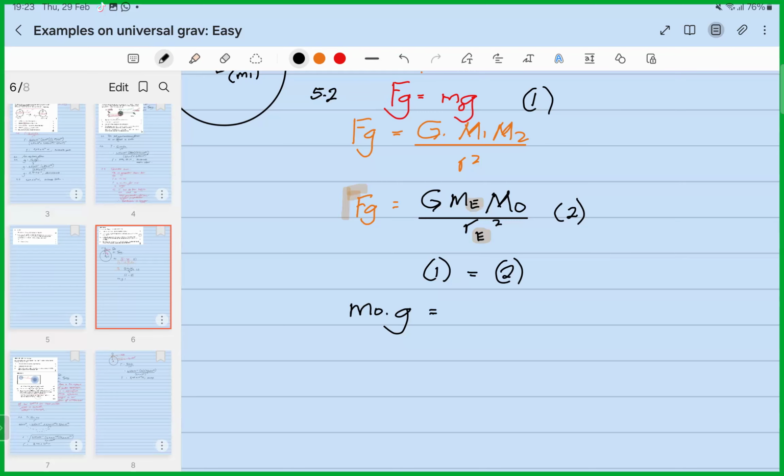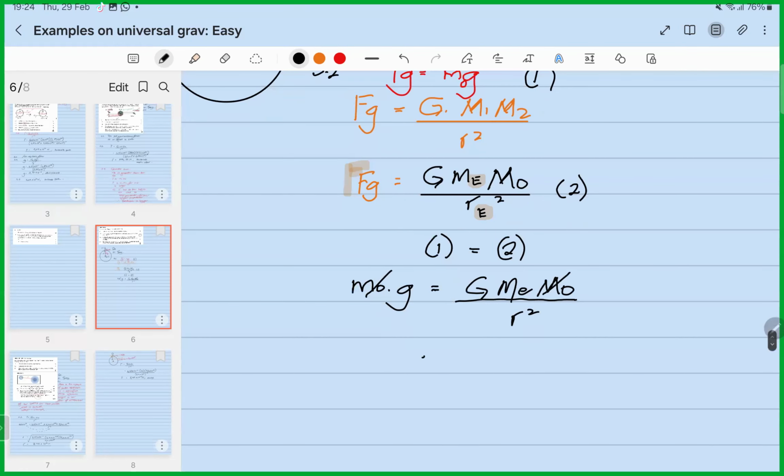No, sir. Okay. So MO times g equals G, mass of the Earth, mass of the object placed close to the Earth, over R squared. So MO goes off on both sides. So you're going to end up with g equals G times mass of the Earth, technically over the radius of the Earth squared. And there's the proof over there.